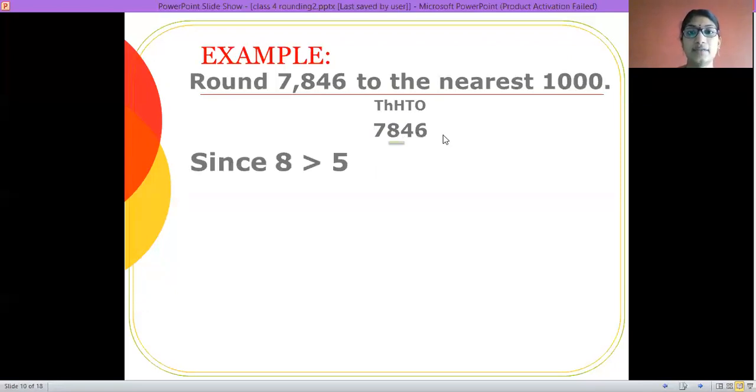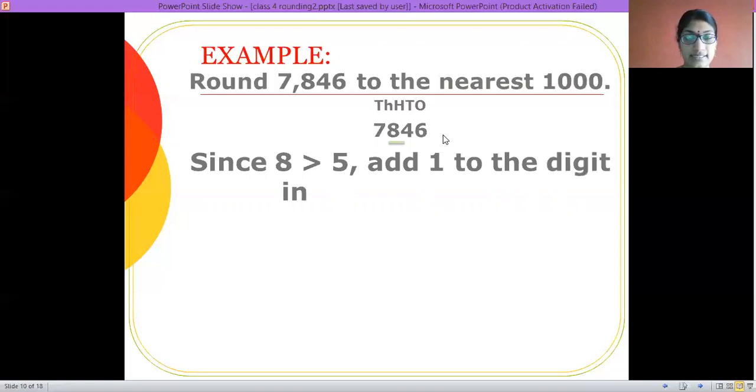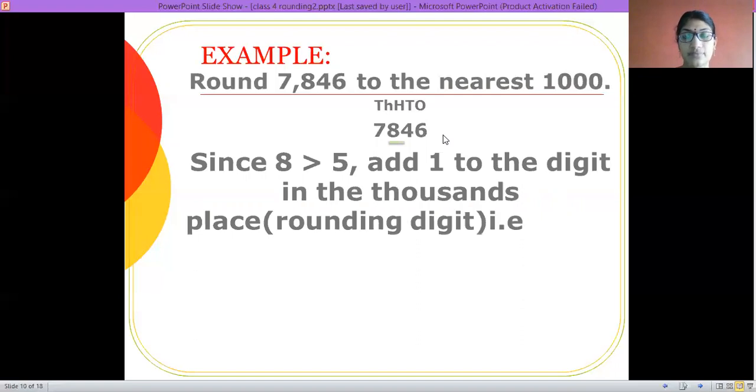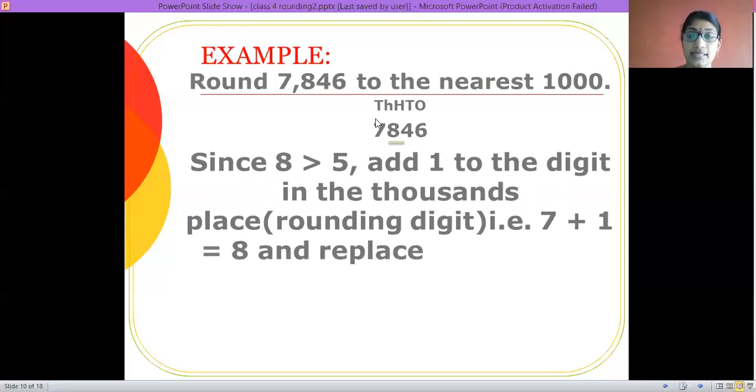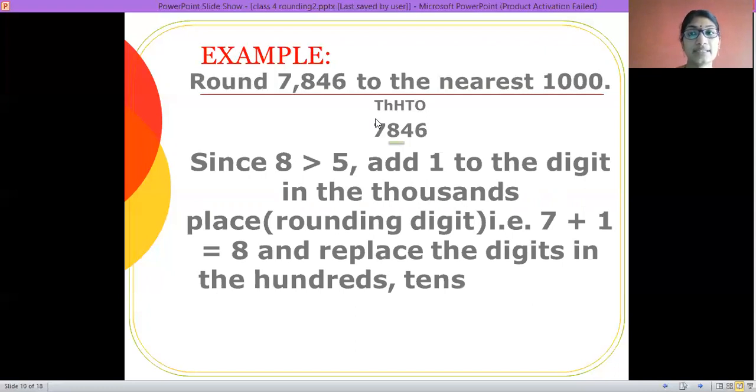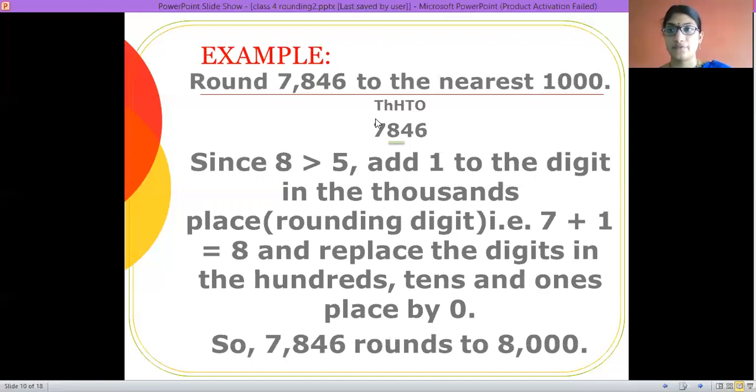Since 8 is greater than 5, add 1 to the digit in the thousands place, that is the rounding digit. So here we have 7. So we'll add 1. 7 plus 1 is 8. And replace the digits in the hundreds, tens and ones place with 0. So 7846 rounds to 8,000. Children, you can see here the digit in the thousands place is increased by 1. So it became 8. And the digits in the hundreds, tens and ones place are replaced with zeros.